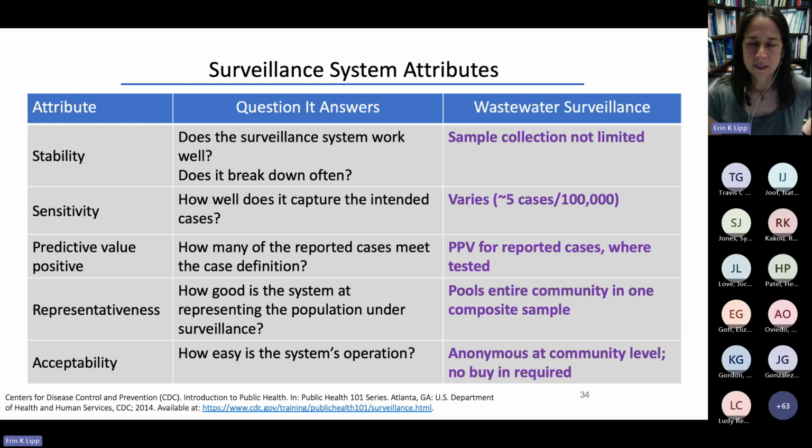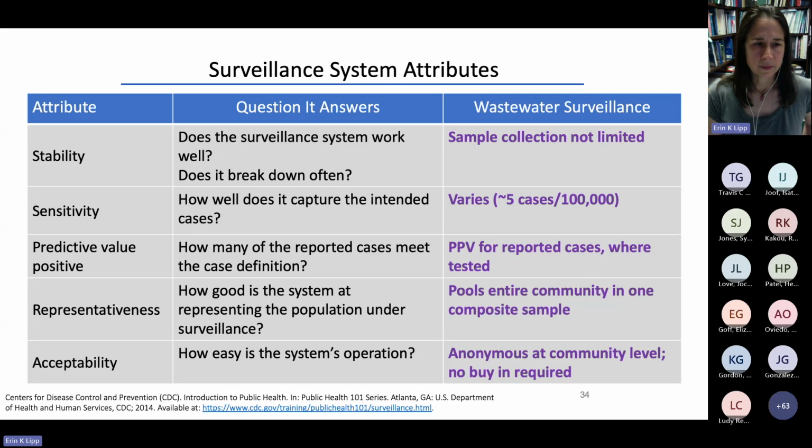Sensitivity is an issue, and I think, how well does it capture the intended cases? And there's a sensitivity question here. Are we capturing cases? Are we capturing load? Or are we just looking for detection? So that requires a decision on what the endpoint is. But we know, at least, I'll give our example in Athens, we can detect about 5 reported cases per 100,000. Other places may have different thresholds, but it is a sensitive metric, at least for SARS-CoV-2.